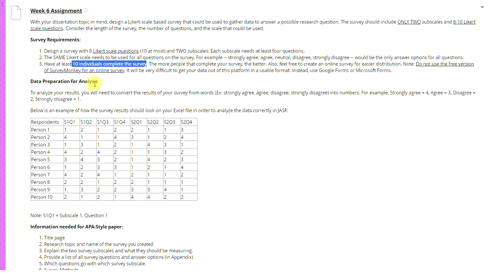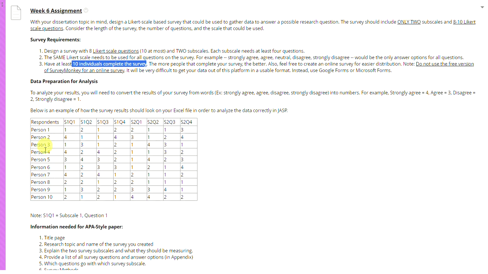Data preparation for analysis. To analyze your survey results, you will need to convert the results of your survey from words into numbers. So for example, strongly agree 4, agree 3, disagree 2, strongly disagree 1. Below is an example of how the survey results should look in your Excel file in order for you to analyze the data correctly in JASP.